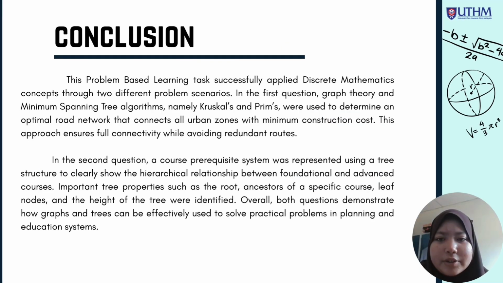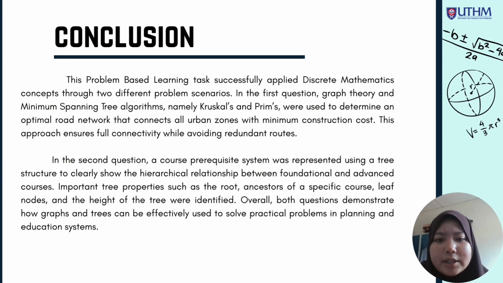So for the conclusion, this problem-based learning task successfully applied discrete mathematics concepts through two different problem scenarios. In the first question, we solved graph theory and minimum spanning tree problems. Kruskal and Prim algorithms were used to determine an optimal fiber route network that connects all open zones with minimal construction costs. This approach ensures full connectivity while avoiding redundant routes.